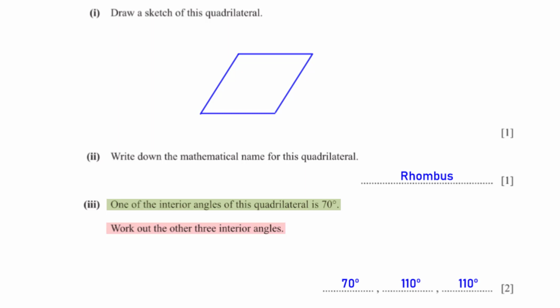Opposite angles in a rhombus are equal. So if one angle is 70 degrees, then the angle opposite this in the rhombus would also be 70 degrees. The sum of the angles in a rhombus adds up to 360 degrees. So to get the other two angles, we subtract 2 times 70 degrees from 360 degrees and divide by 2. This gives us the other two angles to be 110 degrees.